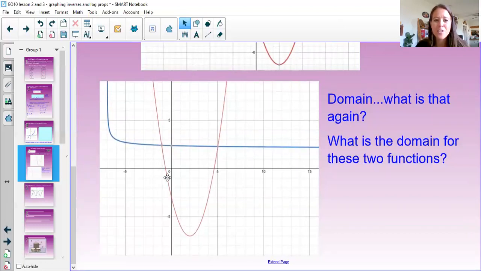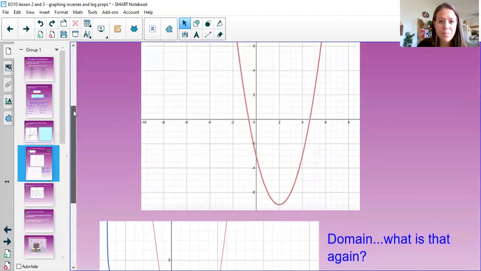Notice that our domain now is not all real numbers. Again, domain is all of the x values. So notice that our domain, it's almost like it starts here and then it moves forward. Well, why is that? Let's go back to our graph here.